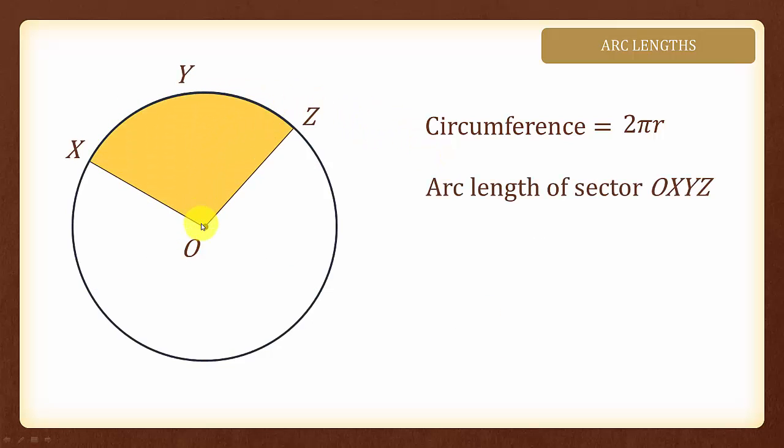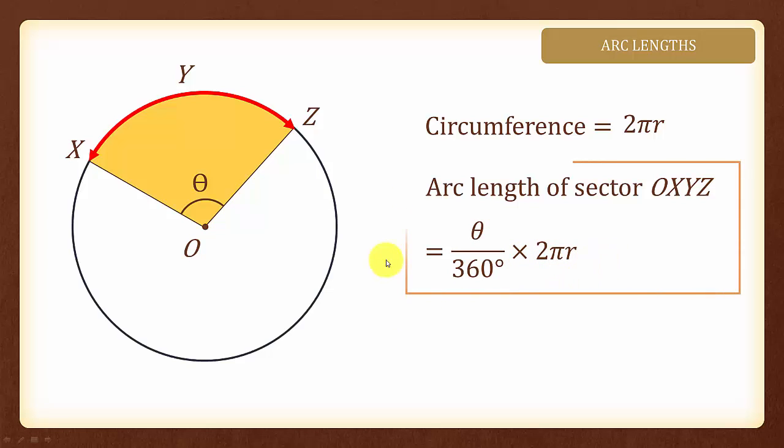Here we have a sector OXYZ. Now, what do you think is the arc length XYZ, given that the angle subtended by the arc is theta? Since the arc length is directly proportional to the angle subtended by the arc, therefore, the arc length XYZ will be equals to theta out of 360 times 2 pi r. And this is the formula for finding the arc length. And r here is the radius OX and OZ.